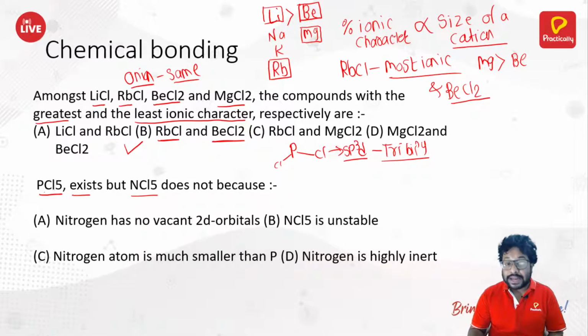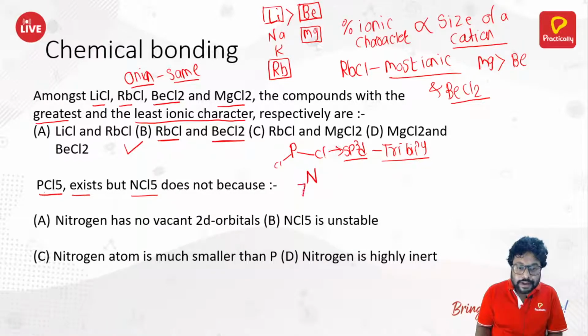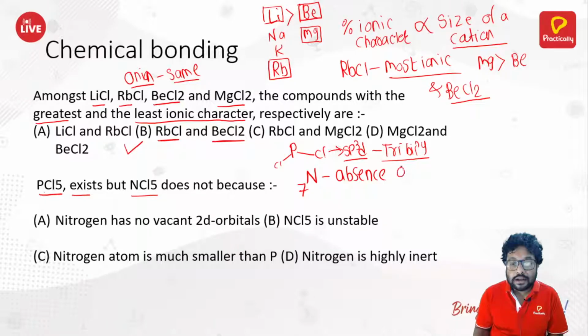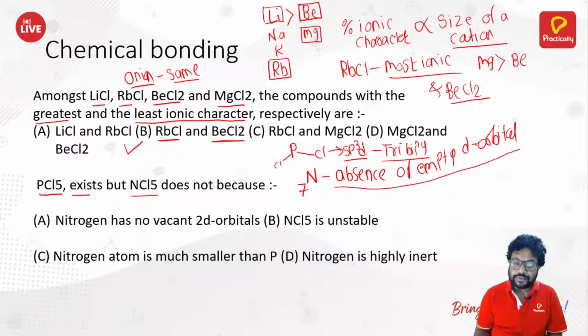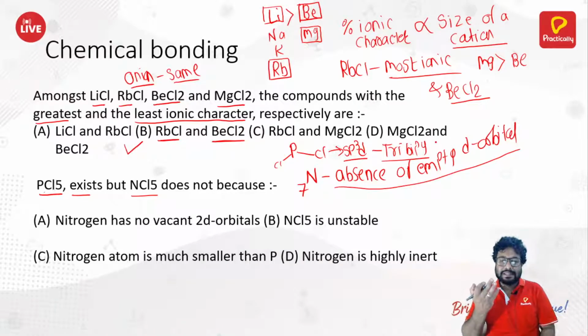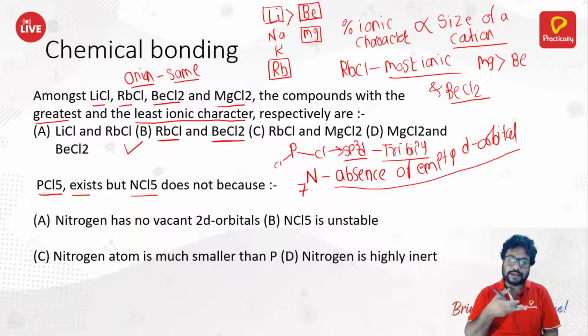If you're talking about NCl5, the atomic number of nitrogen is 7, and for nitrogen there is no empty d orbital. Absence of empty d orbital, it is actually absent here. In fact, you might ask then why phosphorus has empty d orbital.